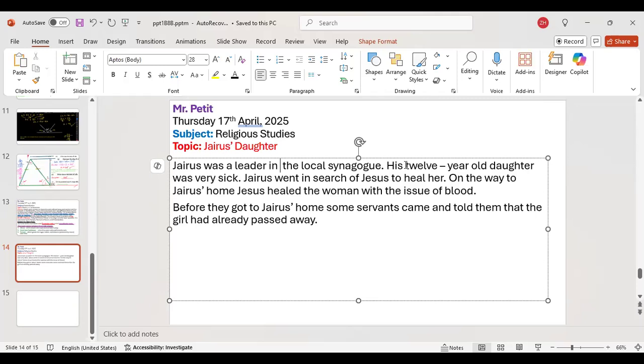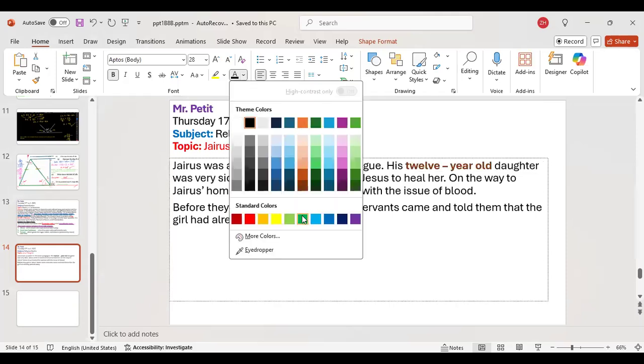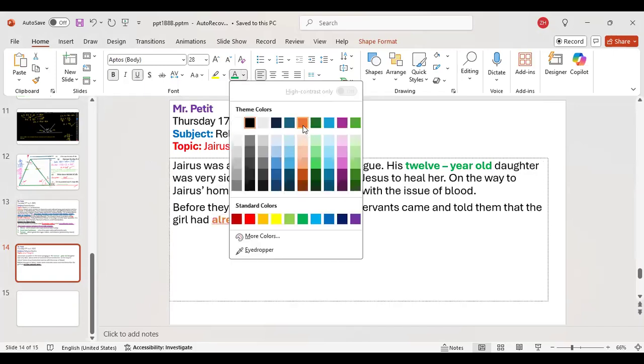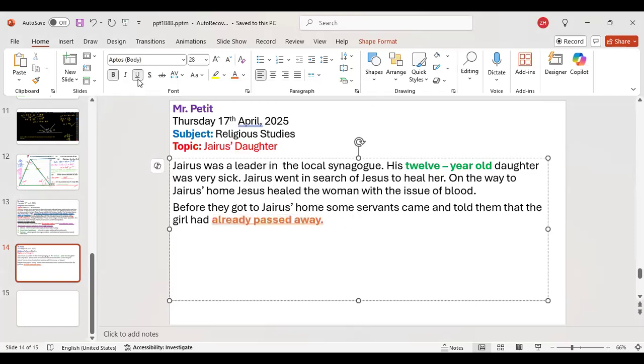How old was the daughter? 12 years old. She was 12 years old. Very good. She was sick. Jesus healed the woman with the issue of blood. Now they told him that, hey, you don't have to come no more. She had already passed away. So they were distraught. Obviously they were crying.